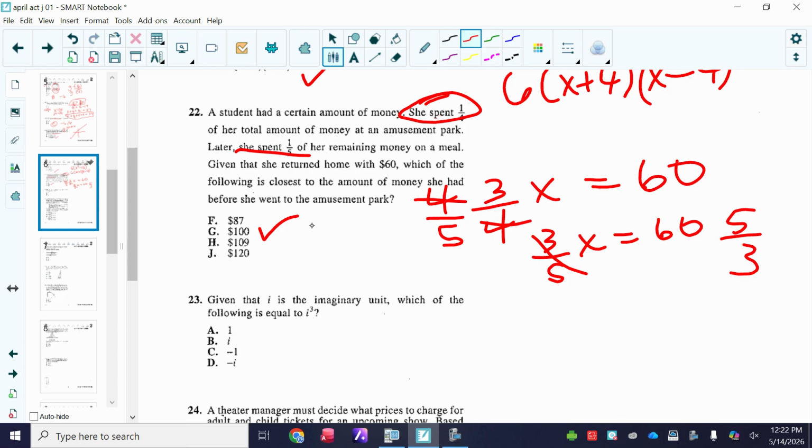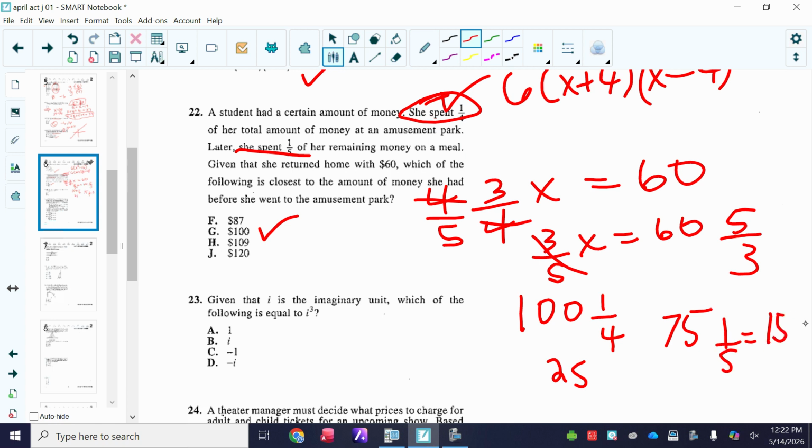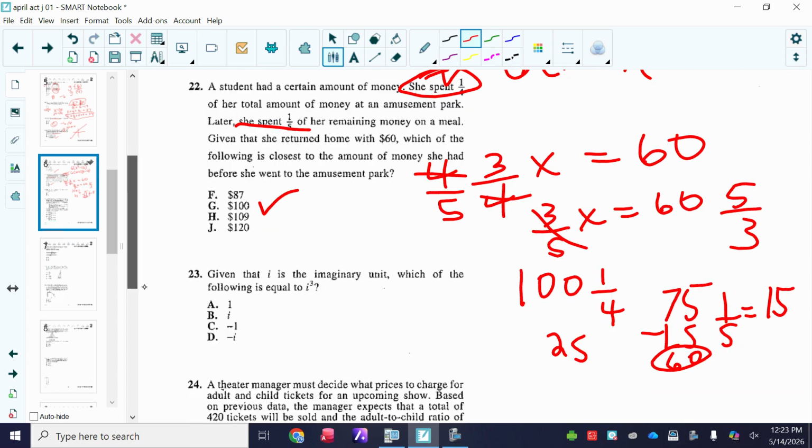Ironically, I took 100 first. Now what did you do? You spent 1/4, meaning you spent $25, you have 75 left. Then you spent 1/5, which means 15, so you have 75 minus 15, 60 left, and ironically 100 was the first choice and the right answer.